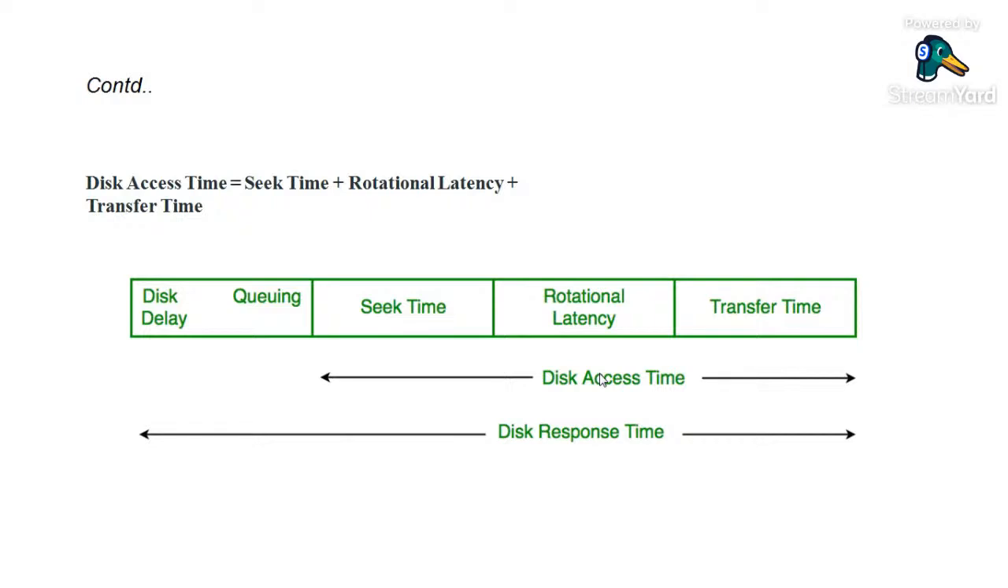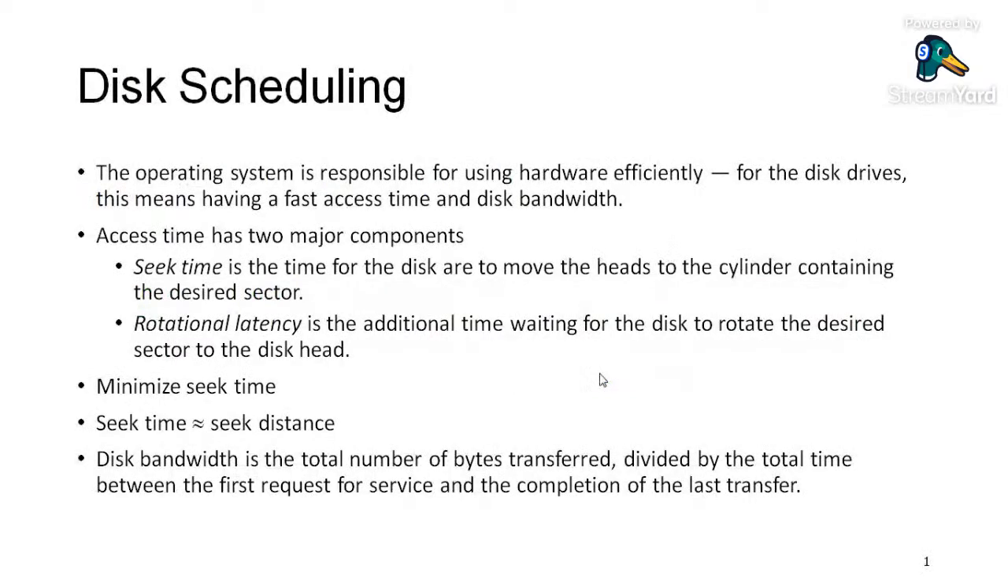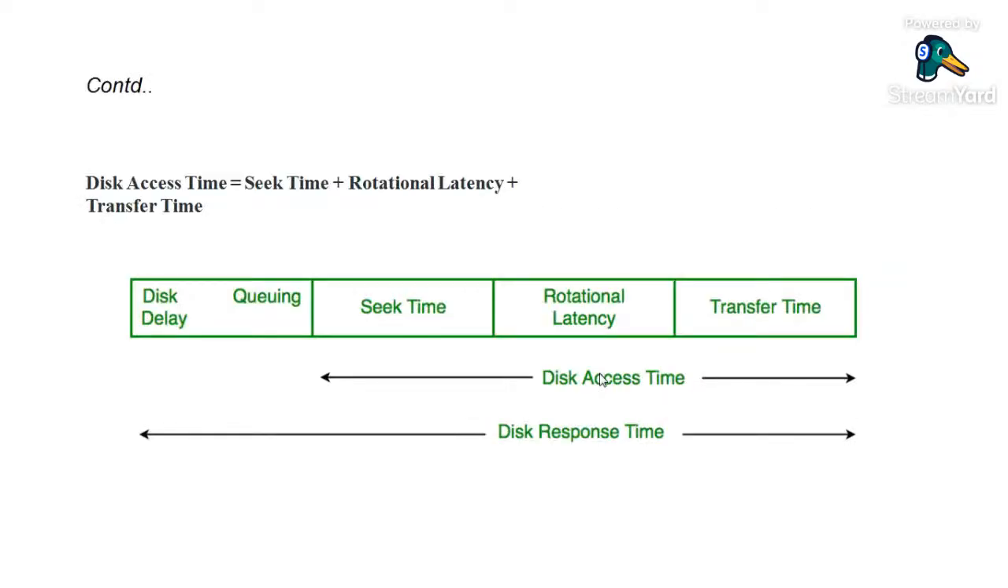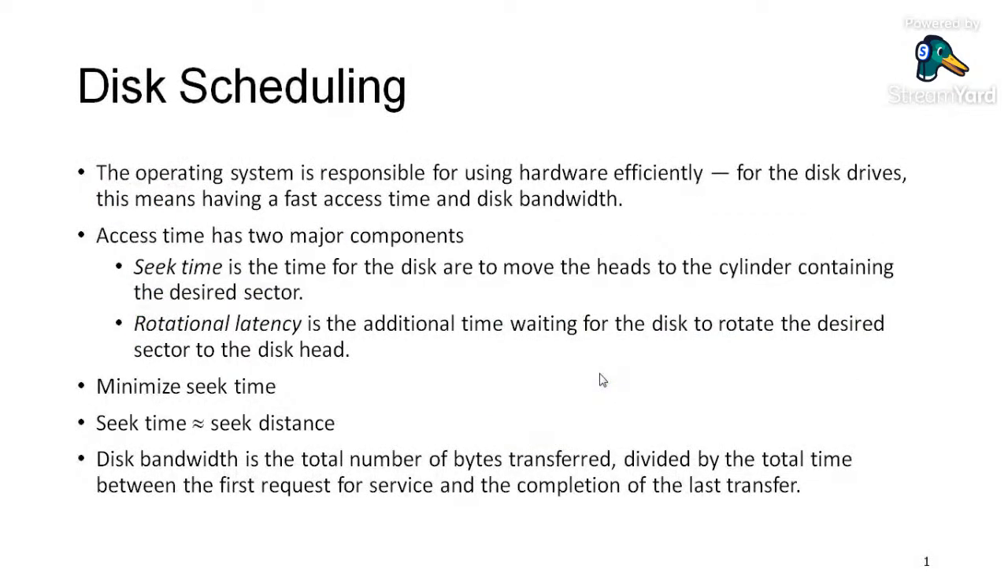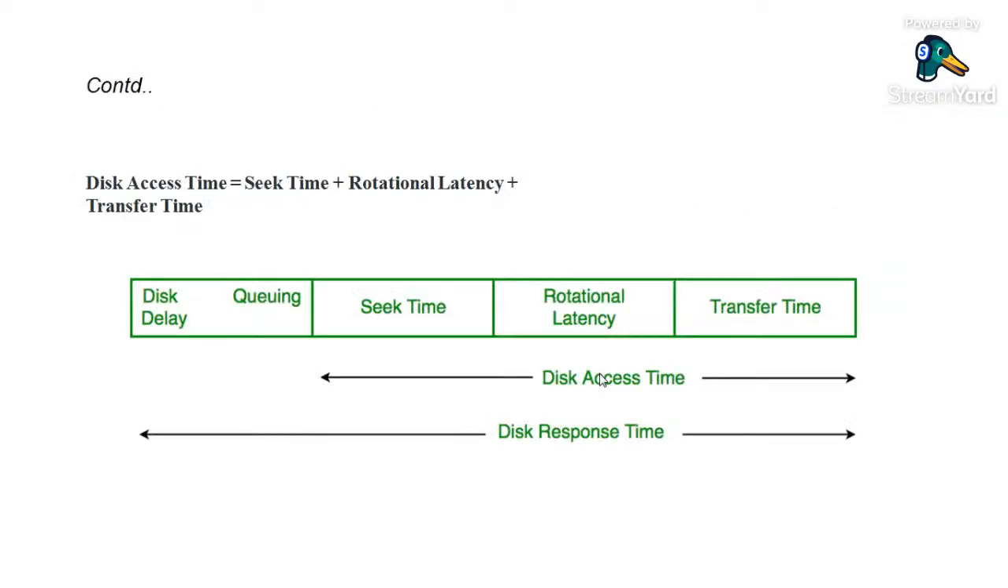In continuation with this, see here, what is the disk access time? It is the seek time plus rotational latency plus the transfer time. So if we calculate the disk access time entirely, seek time, as everybody knows, is the time for the disk to move the head to the desired sector. Then rotational latency is the additional time waiting for the disk to rotate the desired sector to the disk head. One more parameter is the transfer time, the time required for transferring the bytes.